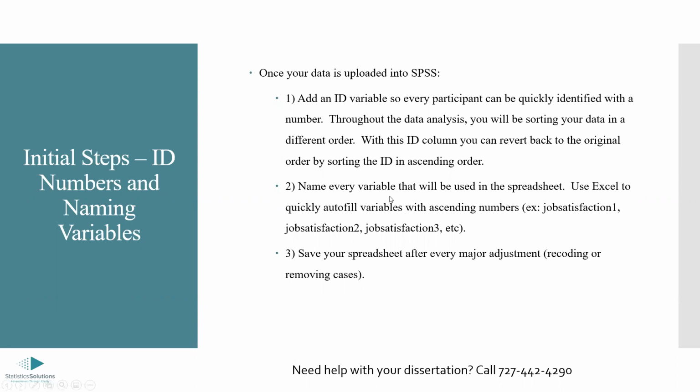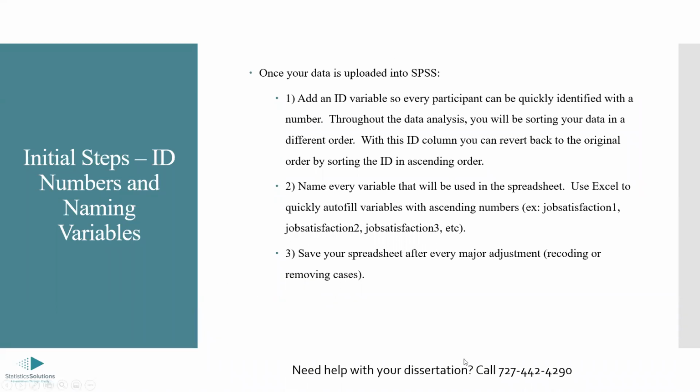Then you want to name all the variables of interest that are going to be in the spreadsheet. And there's a really quick way to do that in Excel, which I will show you. And the final note here is to save your spreadsheet after you make any adjustments, whether it's recoding variables from string format to numeric, meaning changing it from words to numbers, or once you've eliminated cases, people who didn't respond, or outliers, you'll want to take those people out, but you want to save your spreadsheet after you make every adjustment, just in case you want to go back to a previous step.